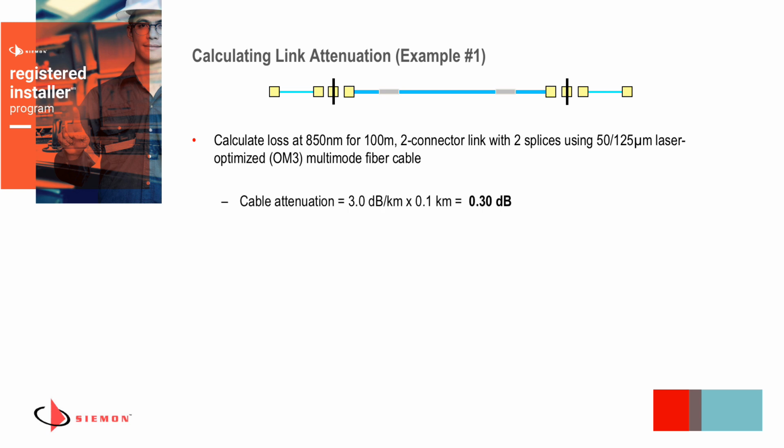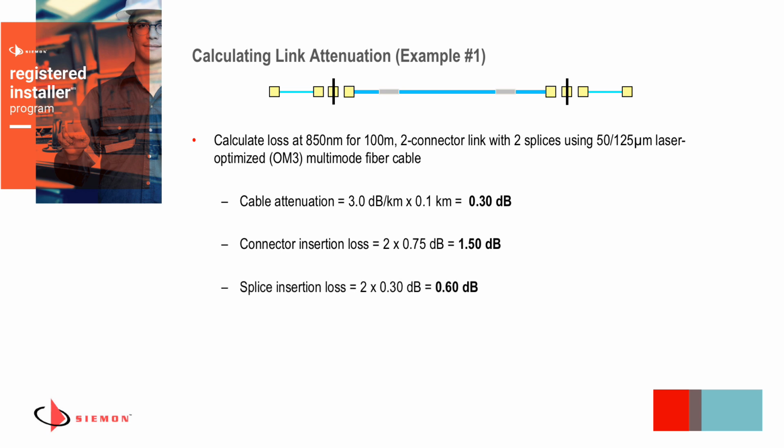So step 1 is to determine the cable attenuation. OM3 multimode fiber cable has an attenuation of 3.0 dBs per kilometer, and you multiply that times 100 meters, which is 0.1 kilometers, and you get 0.3 dBs. The next step is to introduce your connector insertion loss. In this case, there are 2 mated connectors, so 2 times the TIA standard of 0.75 dBs equals 1.5 dB.